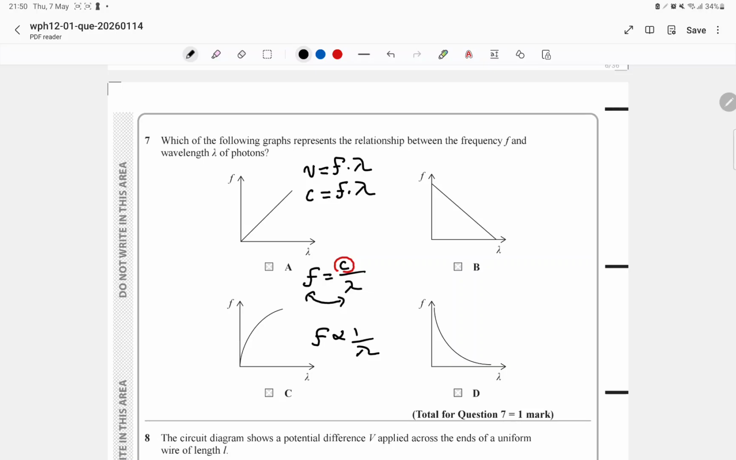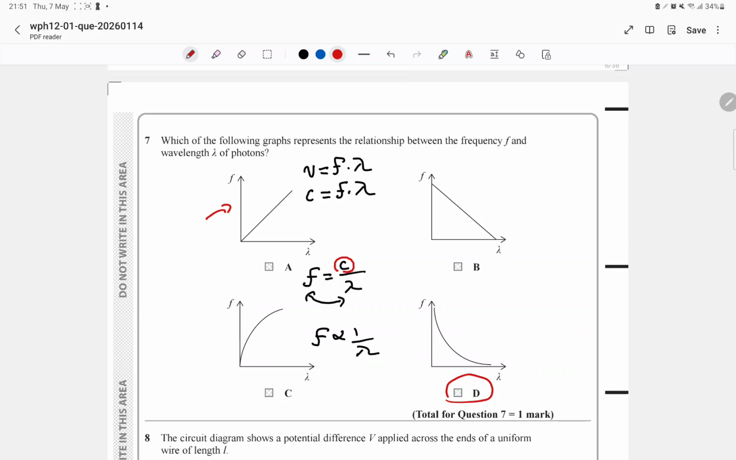The only graph that shows when one value increases, the other value decreases will be D, because A shows that when one increases, the other increases, they're proportional. This one here shows that when frequency increases, so does wavelength, but frequency increases at a decreasing rate, kind of like the current voltage graph for a filament lamp. It will look the same.